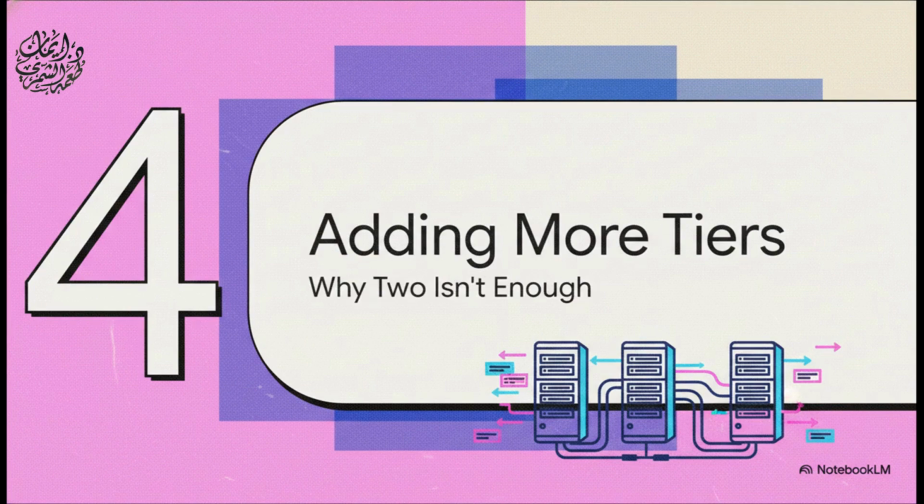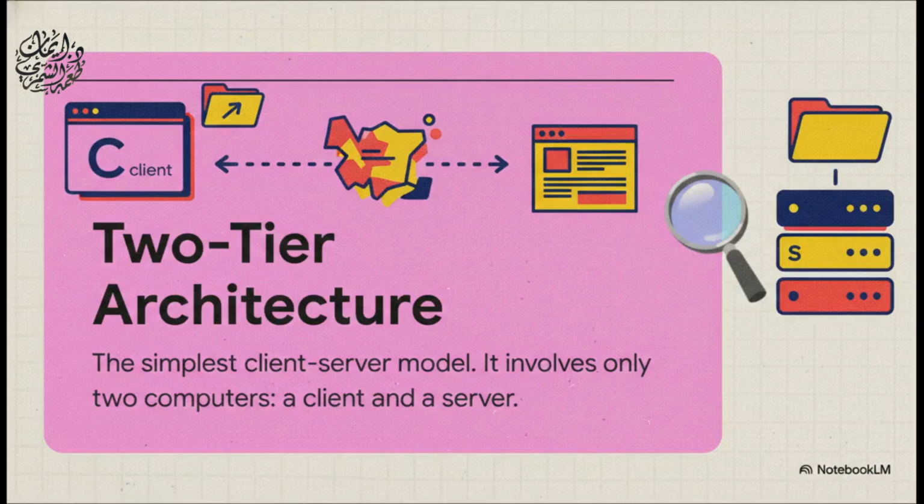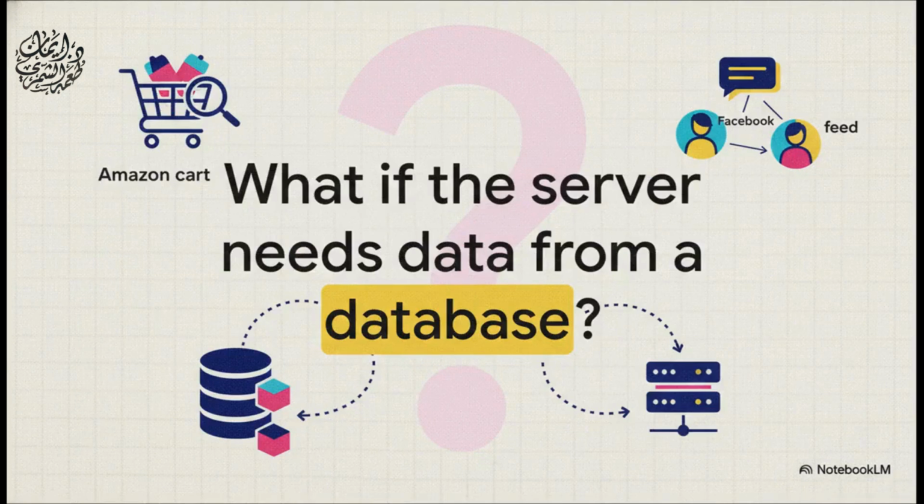We need to add more layers. The simplest case is this two-tier model. Imagine your browser asks a web server for a really basic web page that's just sitting on its hard drive as a file. The server just has to grab that file and send it back. Super straightforward, super simple. But here's the million-dollar question. What if the web page isn't just a static file? What if it's your Amazon shopping cart or your Facebook feed? The web server itself doesn't have that info. It has to turn around and ask another system for it, usually a database.